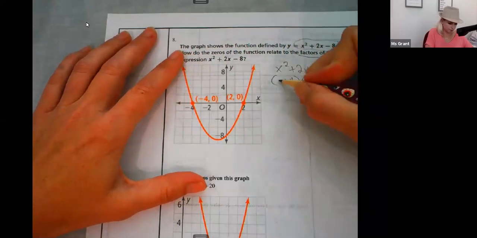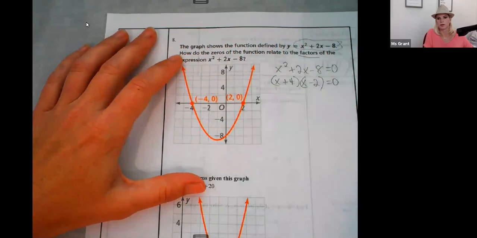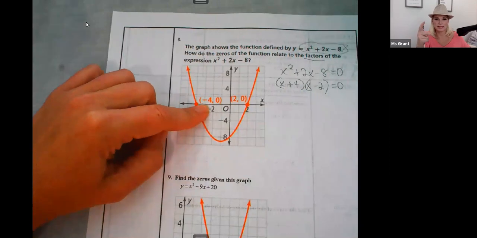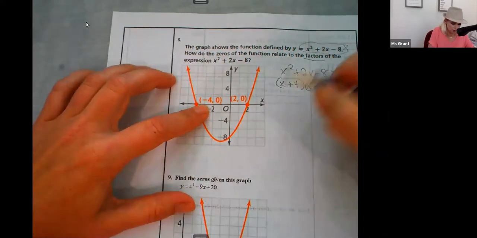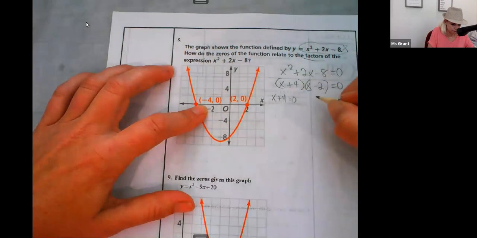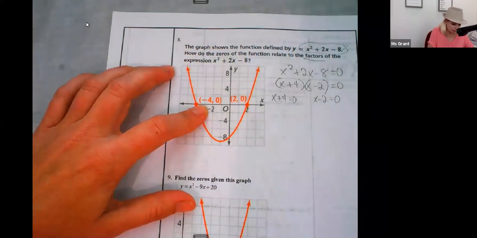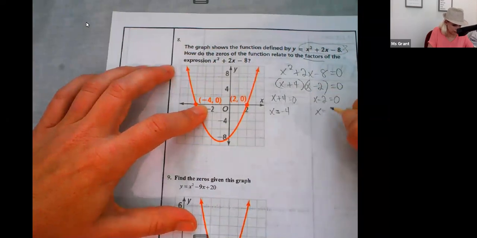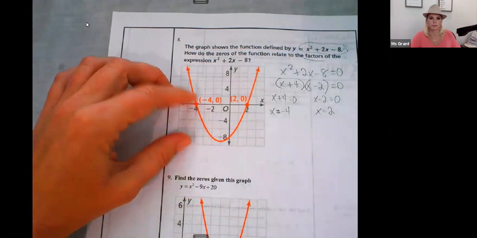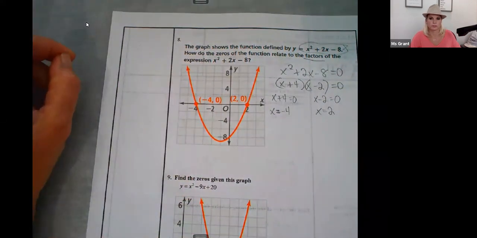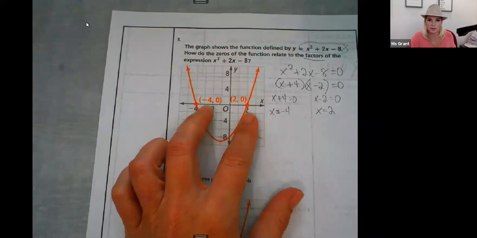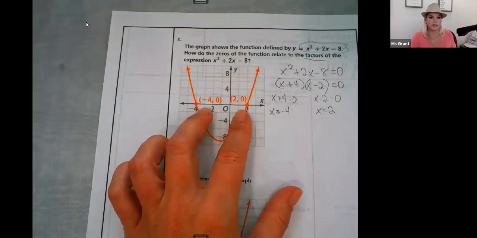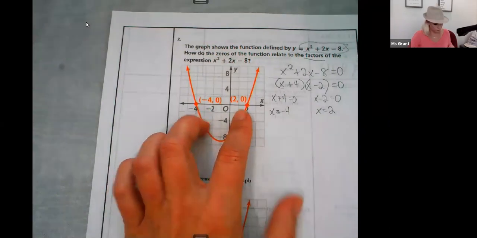Right? Well, 4 and 2, but the signs are opposite. Well, if I set them equal to 0, that means I have to keep going and solve. x equals -4. x equals 2. Those are my x-intercepts. Those are my zeros. That's how they relate, because the x-intercepts are the zeros, are the solutions, are the roots.